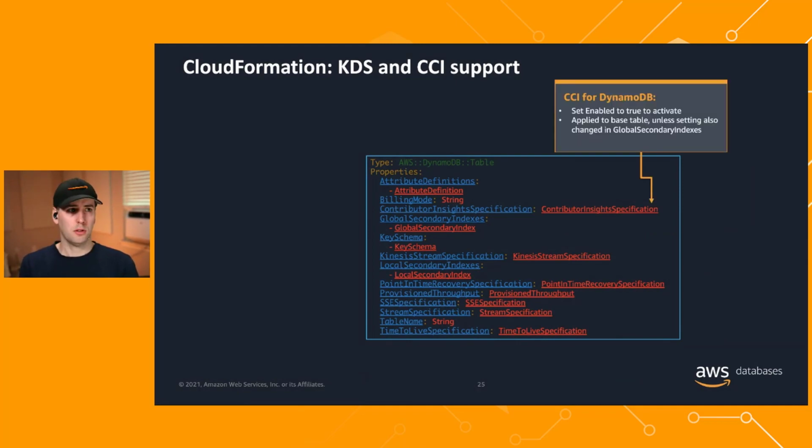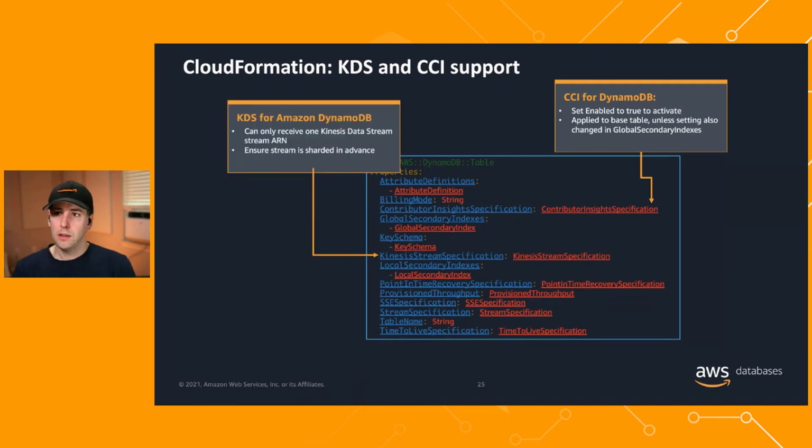And so here's how it looks. To add CloudWatch Contributor Insights for DynamoDB, you just include what's called the Contributor Insights specification. And to include your Kinesis data stream specification, it's just called Kinesis stream specification. So for CCI, you just set it to enabled and it's turned on. If you have GSIs, you have to go down to the GSI resource and then add the enabled flag. For Kinesis data streams, you can only provide one stream ARN, so you need to make sure that you have that stream prepared, that it has enough shards to match your DynamoDB table.